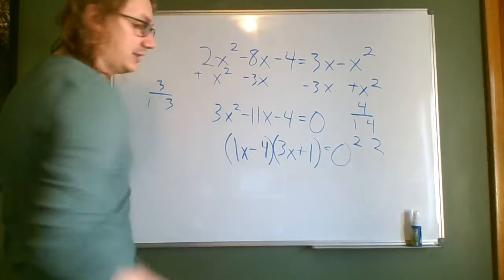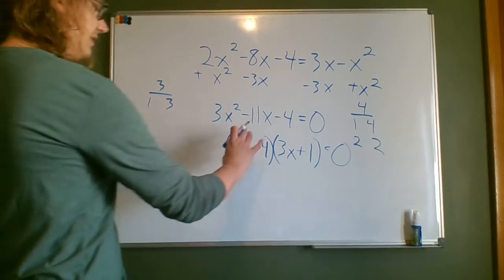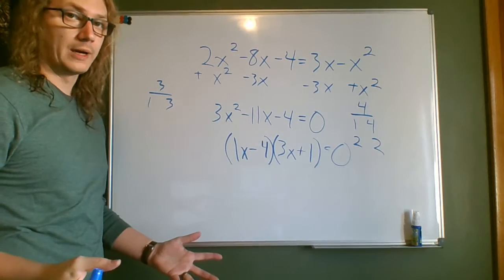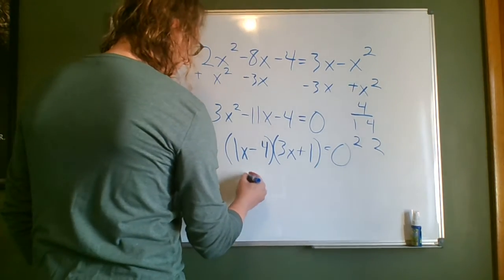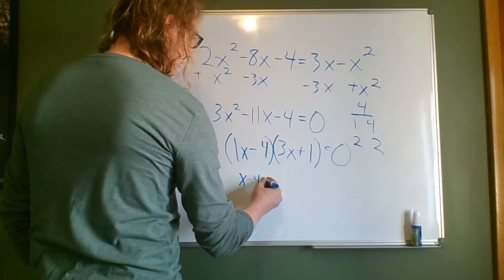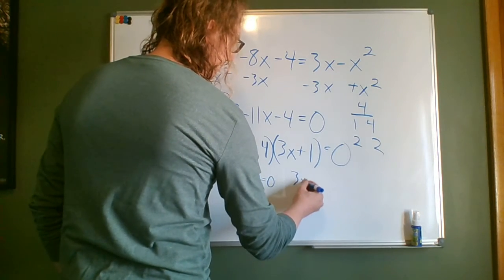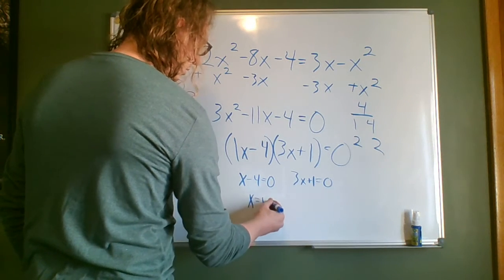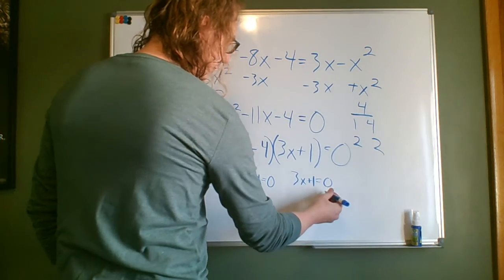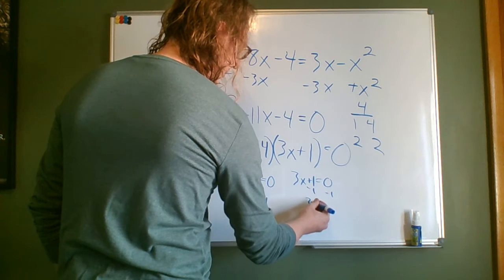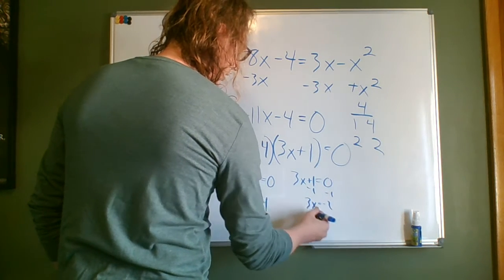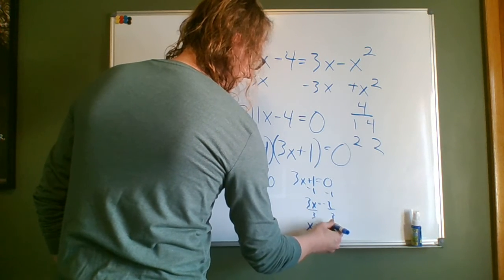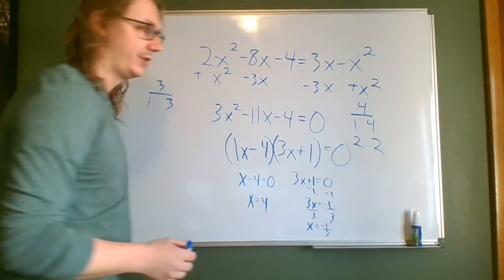It is set equal to 0. So I know that if this equals 0 or this equals 0, the whole problem will work out. So let's set them equal to 0. x minus 4 equals 0, and 3x plus 1 equals 0. Over here, x will equal 4. And over here, we will subtract 1 from both sides. 3x equals a negative 1. Divide both sides by 3. x will equal a negative 1/3.